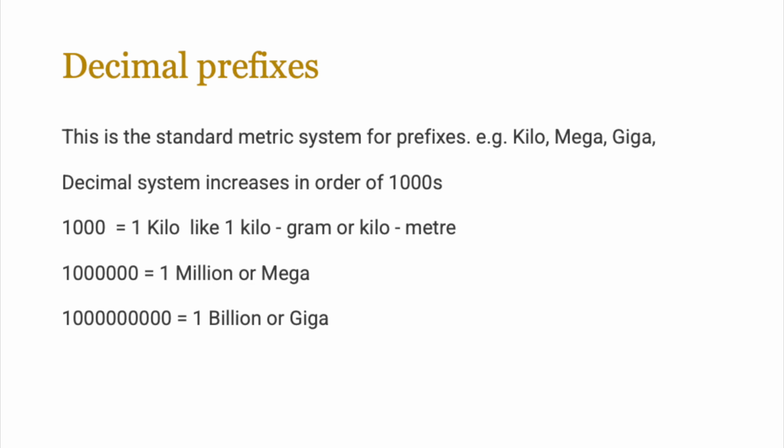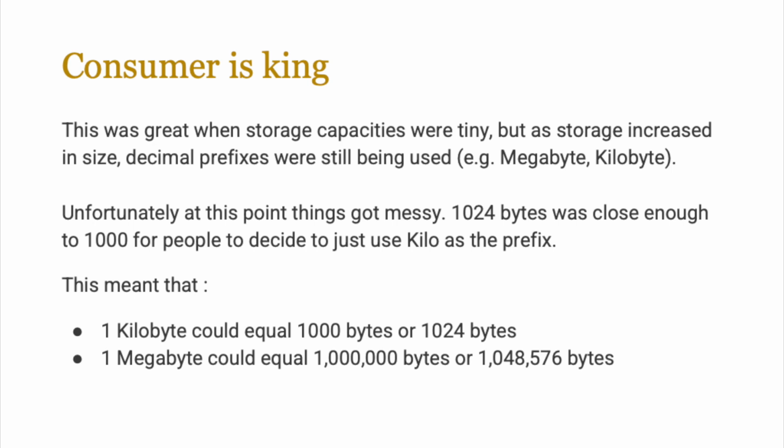Well, because we're used to them. This is the standard metric system for prefixes: kilo, mega, giga. The decimal system increases in orders of thousands. We know it, we use it every day. So you got a kilo, like a kilogram or a kilometer. You got million, you got billion, and all of those kind of things. So what happened was that it was very easy to transfer this to the computer world. And the reason we did that is because at the end, the consumer is king. To make it easier for non-experts, we wanted to adopt a simple system.